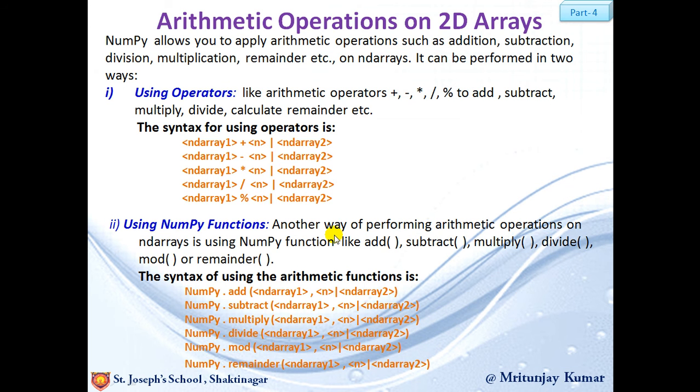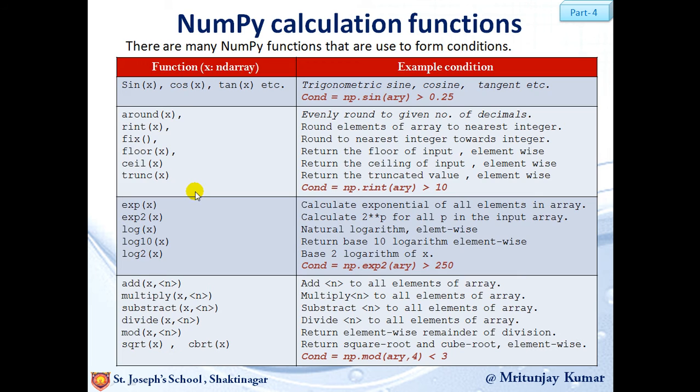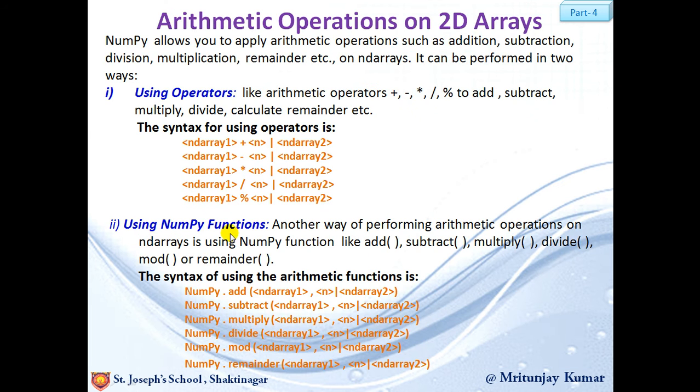Now let us discuss the arithmetic operations on a 2D array, using operators and using functions. We can perform arithmetic operations on the 2D array in two ways: one by using operators, and second by using NumPy functions. By using operators like plus, minus, multiplication, division and mod, we can perform arithmetic operations on the 2D array.